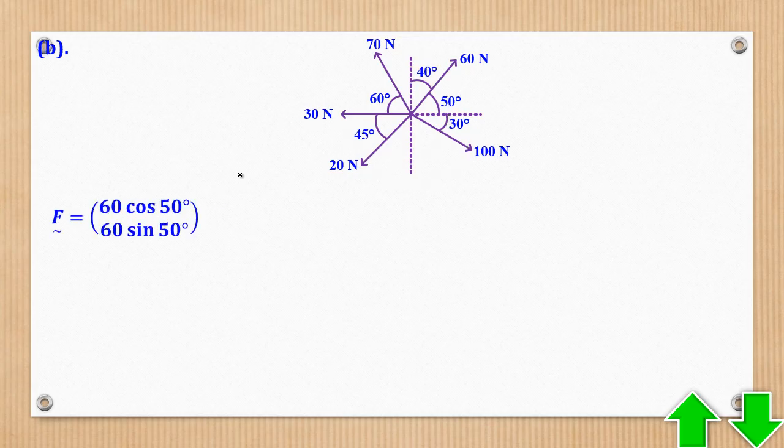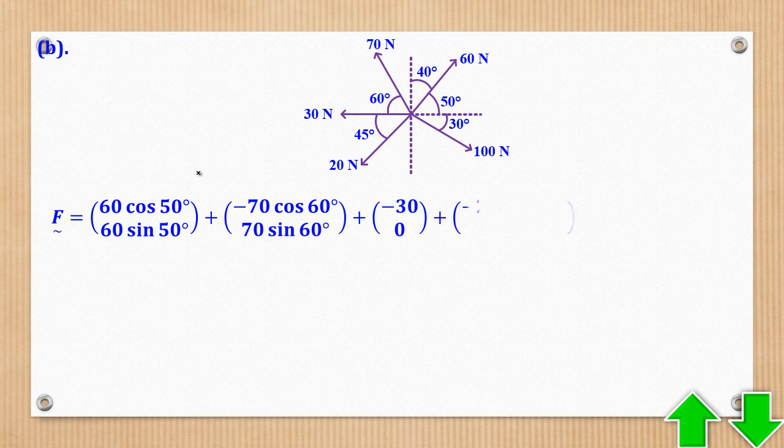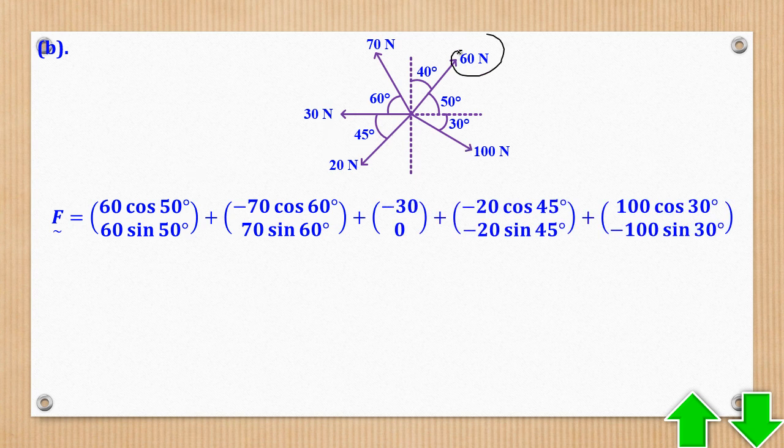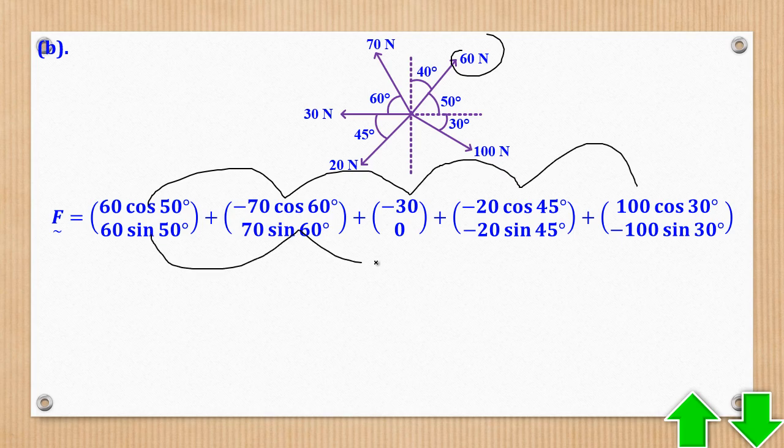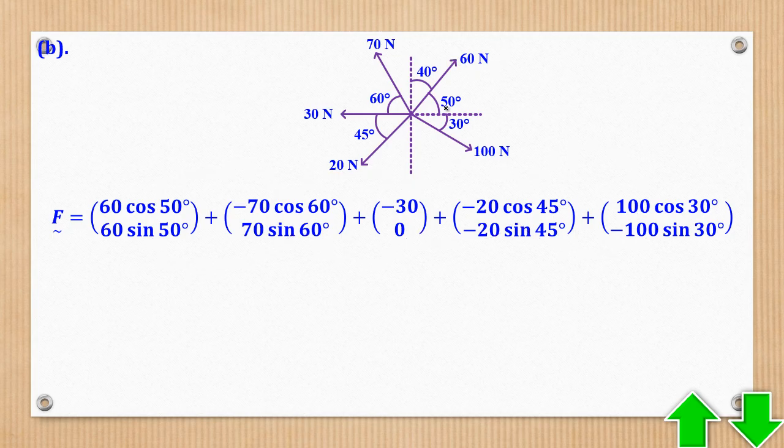Then now we can resolve for the 5 forces. We resolve force by force. Remember, if angles are to the horizontal, then the horizontal component will always have cos, and vertical component will always have sine, like that. So 60 Newton is this side and also this side, all are positive. So it will be 60 cos 50 and 60 sine 50.